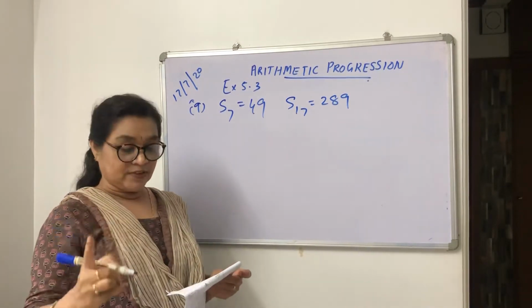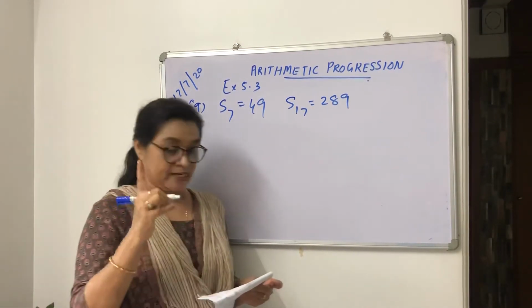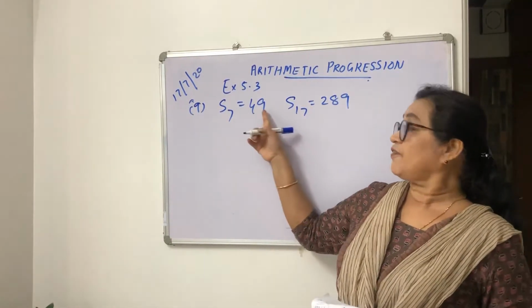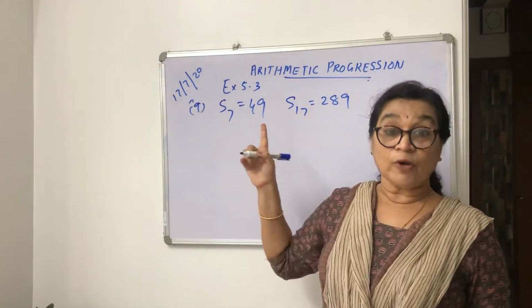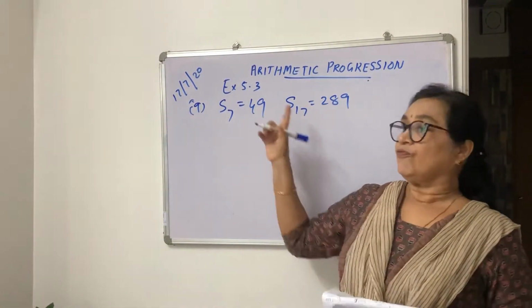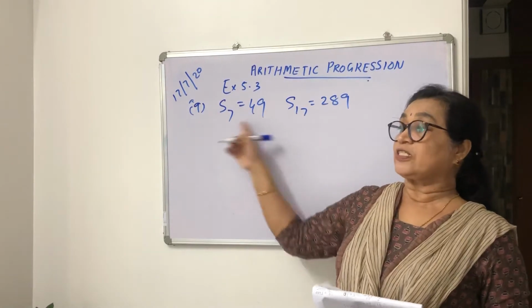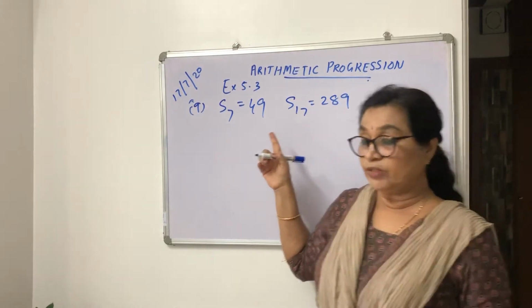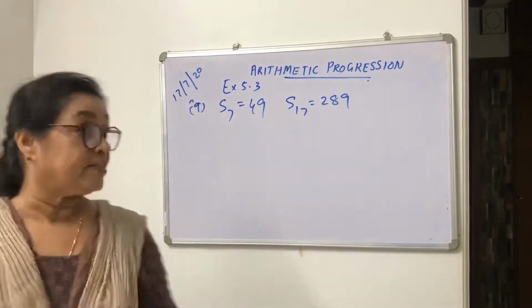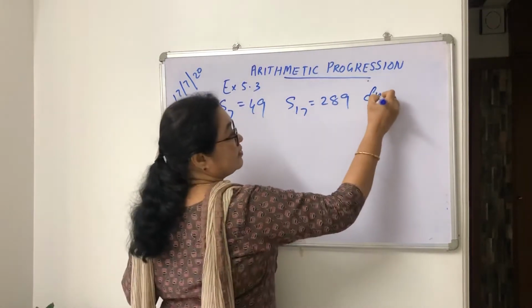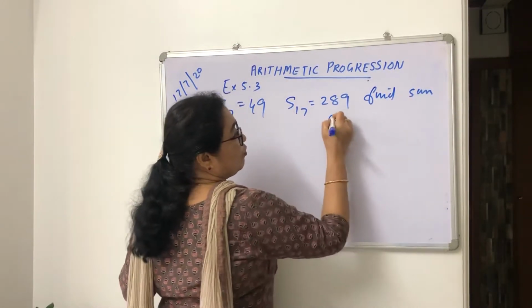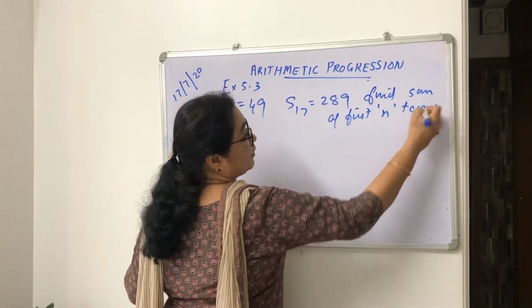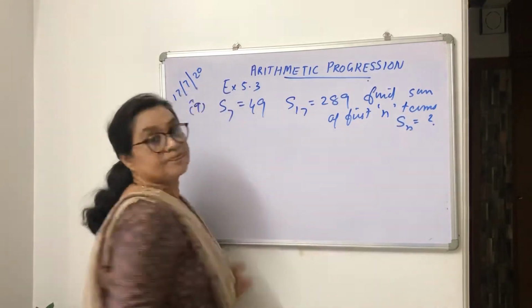The sum of the first 7 terms of an AP, S7, is 49, and the sum of the first 17 terms is 289. So you have to find the sum of the first n terms. That means you should find out Sn.